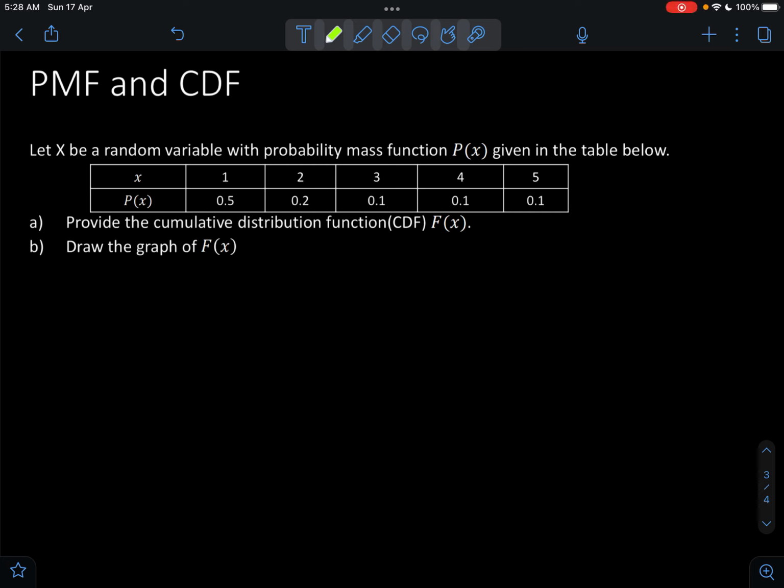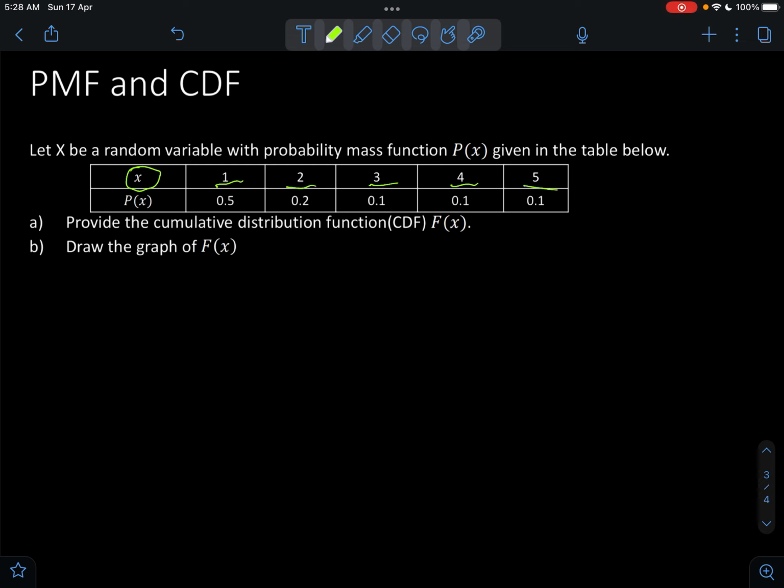Now let's look at this question. Let X be a random variable with probability mass function p_X given in the table below. So this table is a typical representation of a probability mass function. The first row gives all the possible values of random variable X. For this particular case, X can take the values 1, 2, 3, 4, 5.